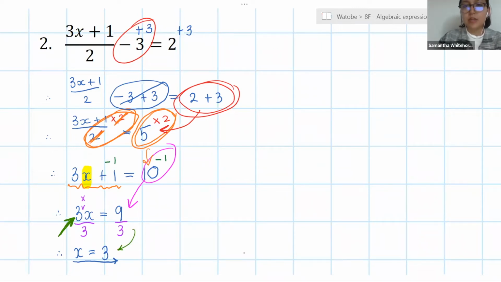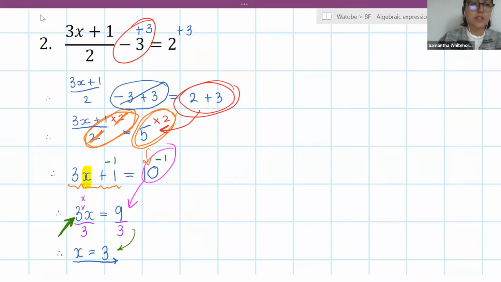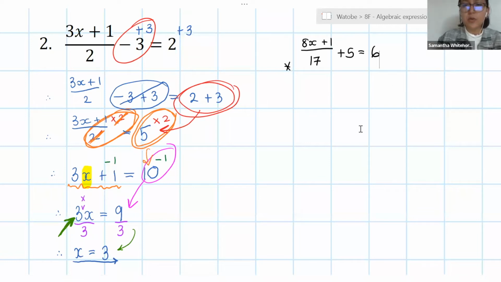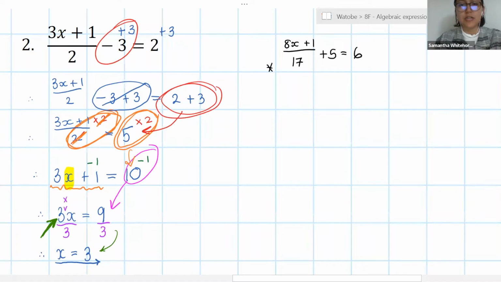Okay. So yes, let's definitely do another one like this. I'm going to write one out for you to have a try. So, excuse me. 8x plus 1 divided by 17 plus 5 is equal to 6. So don't get scared of the big numbers. Follow what we've done in this example number 2, and you should get your right answer.